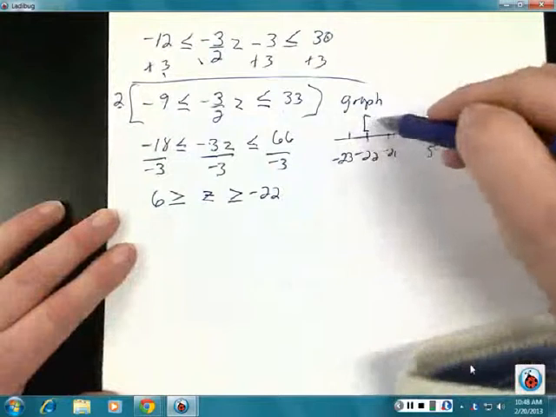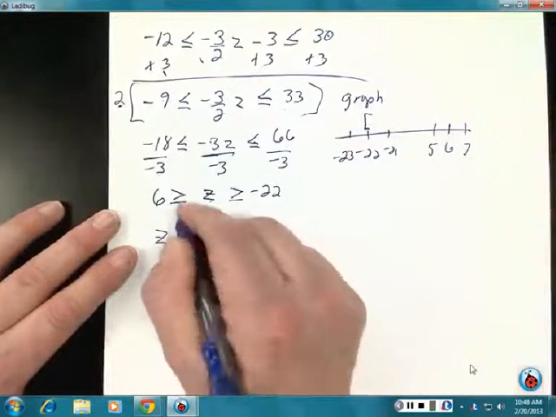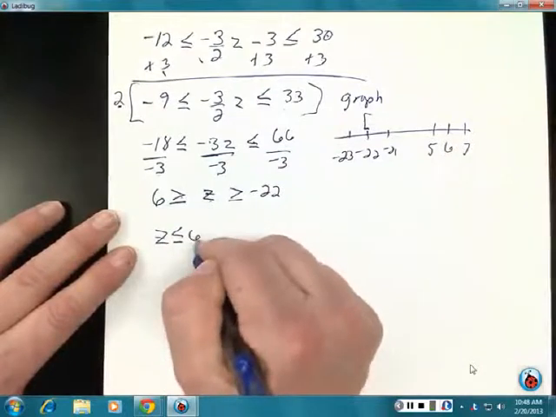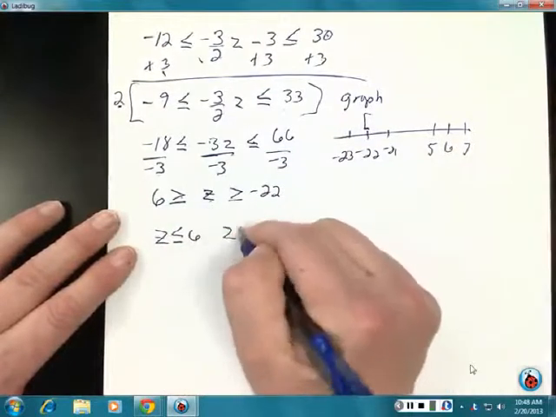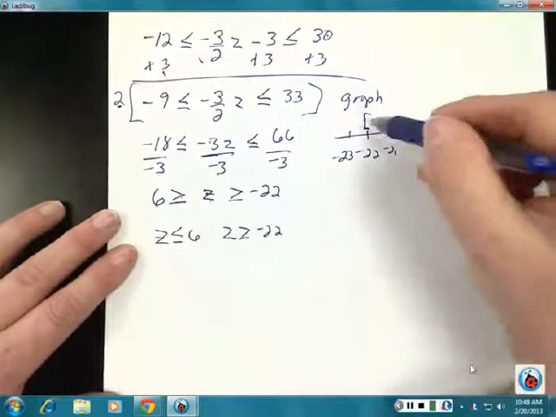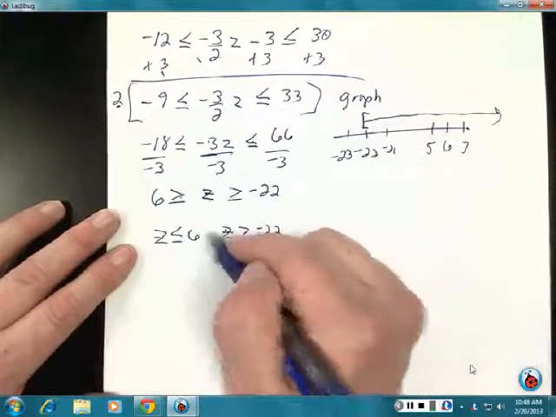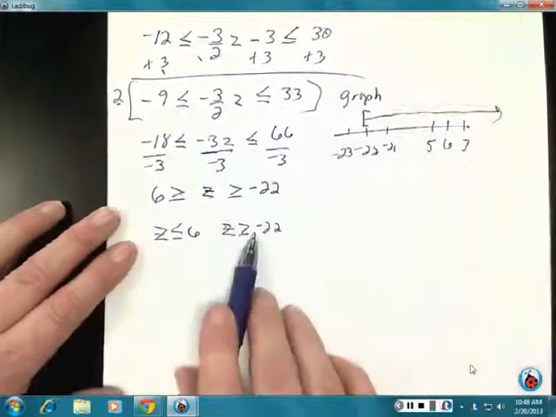Right? Now be careful, we have to make sure we reverse this. So z is less than or equal to 6, and z is greater than or equal to negative 22. So we're fine. You're fine, because you're heading in the right direction. Yep. I would have messed up on the other one. Make sure you flip them, switch them around, because if you don't, you'll go in the wrong direction.